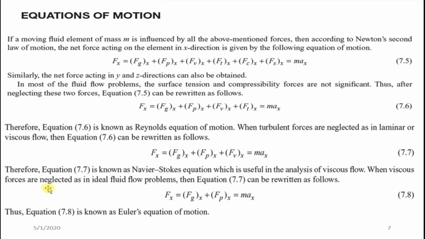When viscous forces are neglected, as in the ideal fluid flow problem, then the above equation becomes only Fg plus Fp. Remaining all forces are neglected. For an ideal flow there is no viscosity, so you can neglect force due to viscosity. That is why the resulting equation is Fx equal to Fg plus Fp along x direction, that is equal to mass into acceleration. This equation is called Euler's equation of motion. So we have to consider force due to gravity and force due to pressure for the derivation of Euler equation now.